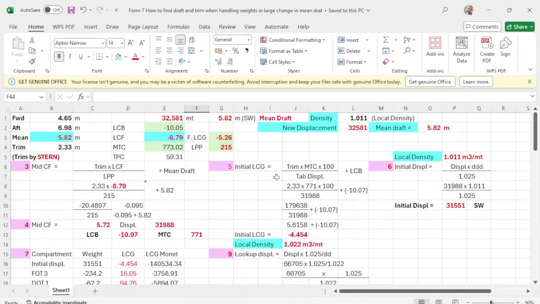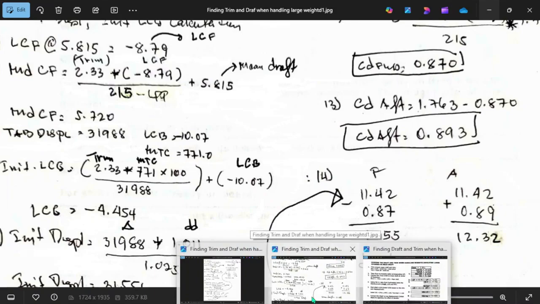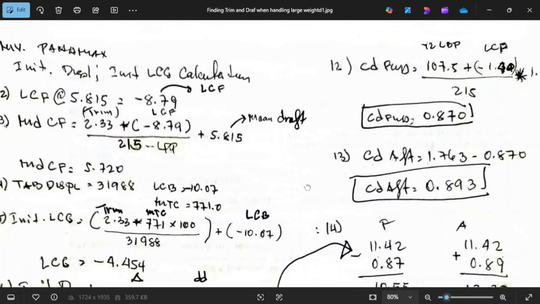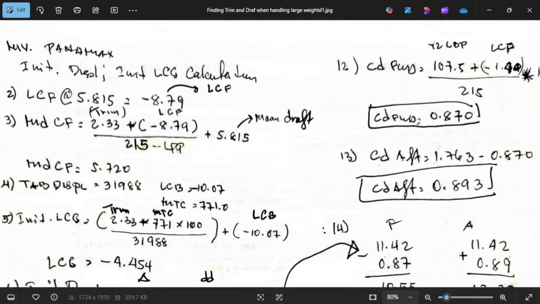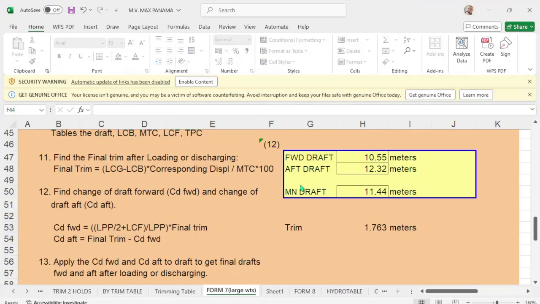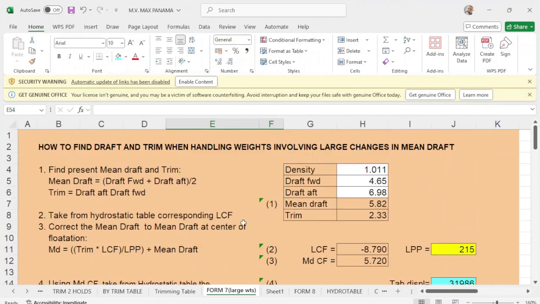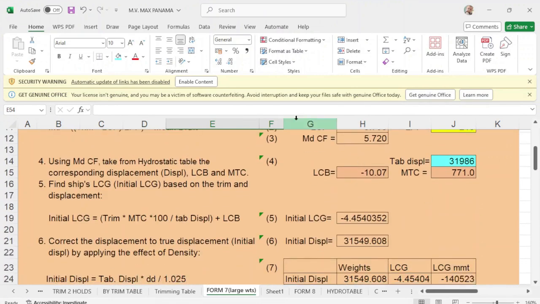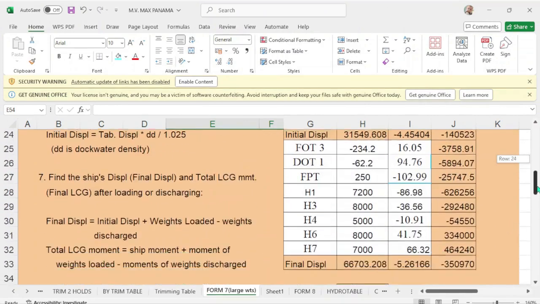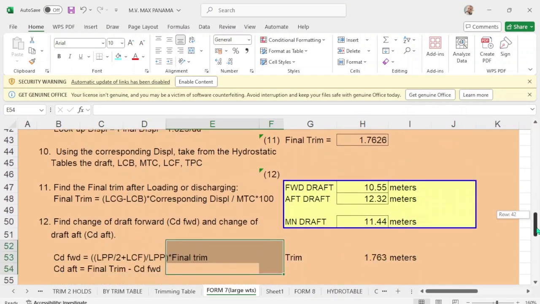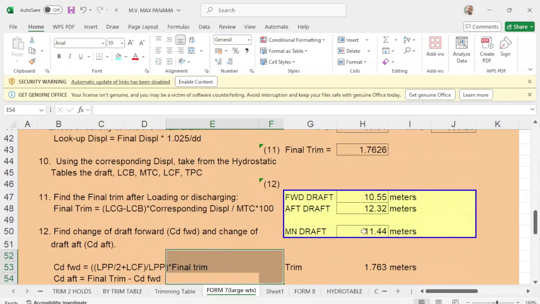I hope you will have time to study this Excel, what I made, and could you compare it with this one and the actual program. Okay, from 1, 2, 3, 4, 5, 6, 7 until 12 or 13. Okay, until you get the forward and after draft and the trim.